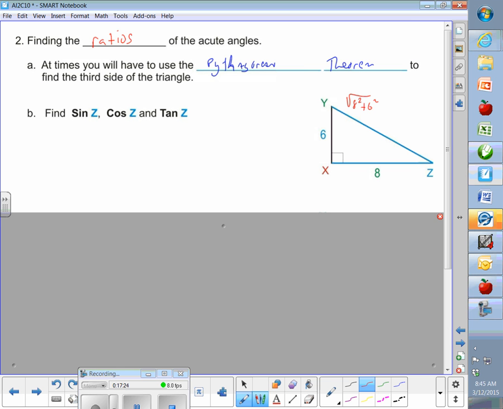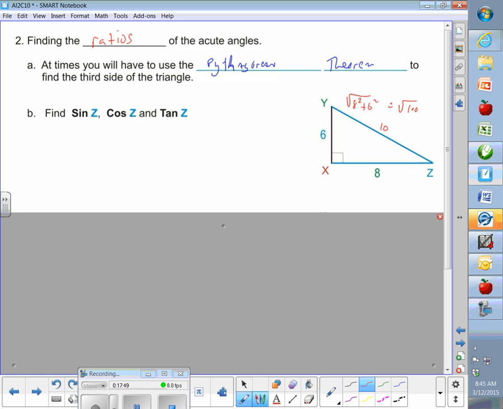8 squared is 64. 6 squared is 36. That's going to be the square root of 100, and we all know the square root of 100 is 10, and you should have known it from the beginning, because what kind of triangle is this? 3, 4, 5 triangle, right? It's a double-sized 3, 4, 5 triangle. Double the 3 to 6, double the 4 to 8, double the 5 to 10.